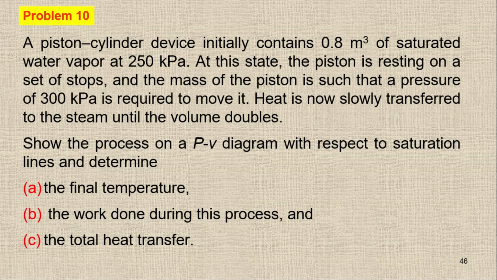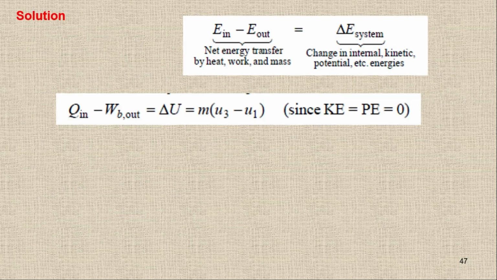Now here you have to show the process on a PV diagram with respect to saturation lines and determine the final temperature, the work done during this process, and the total heat transfer. Now here, if you see, it's about saturated water vapor at 250 kilopascal in the initial state. So if I'm going to draw a PV diagram, sorry, this is all about the energy balance first.